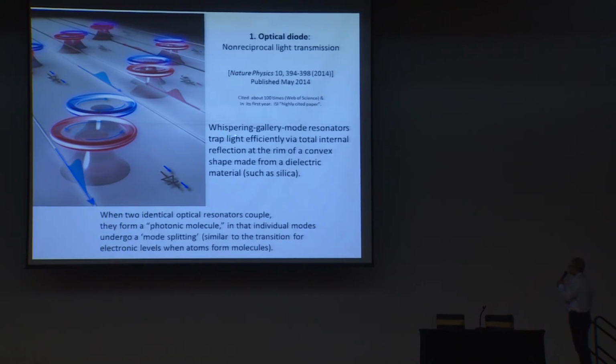So therefore, these whispering gallery mode resonators trap light efficiently via total internal reflection at the rim of this convex shape made from a dielectric material such as silica. When two identical optical resonators couple, they form this photonic molecule. And the individual modes undergo a mode splitting, similar to what happens with electronic levels when you form molecules from atoms.